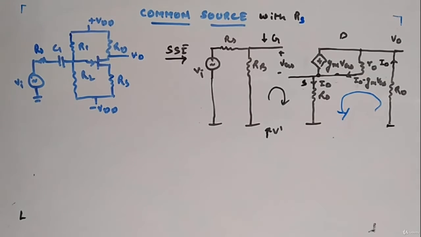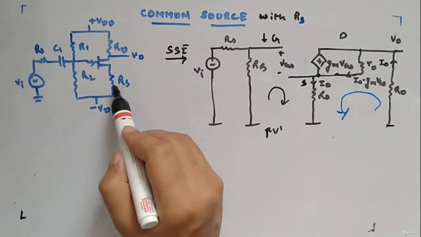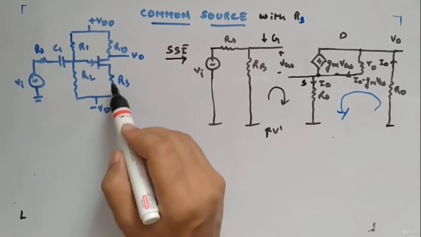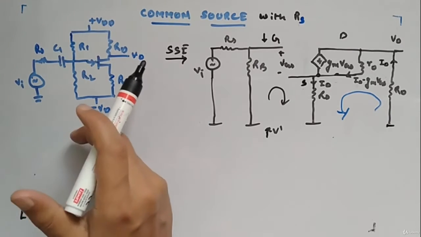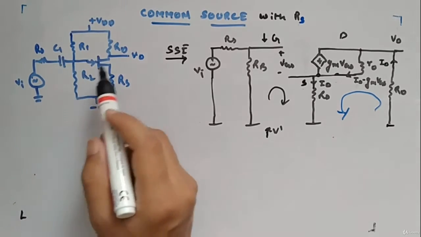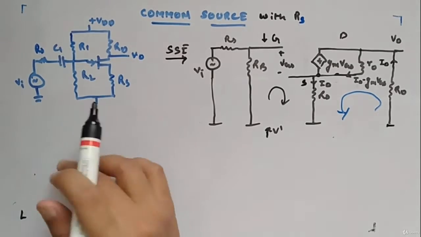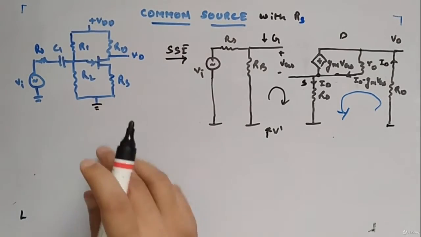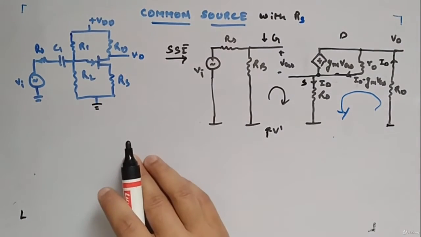Okay, so let's look at common source with RS. Here I have attached a source resistance on the source side. The rest of the circuit is similar as far as small signal equivalent is concerned. So VI, RS, C1, R1, R2, RD, RS, minus VDD, plus VDD. You can even take ground, no issues. Or you can take minus VDD, no issues as far as small signal equivalent is concerned.